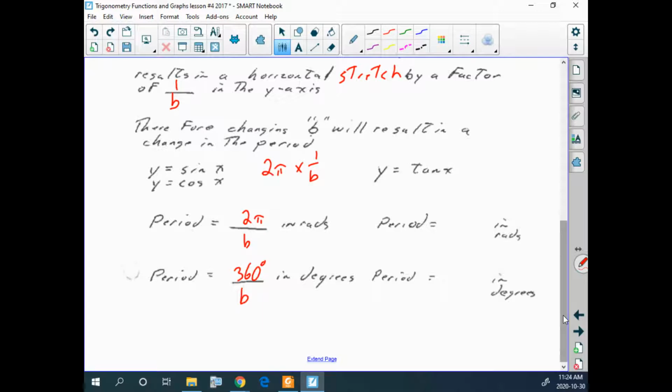We are going to horizontally stretch tangent by a factor of 1 over b. The period of tangent was originally pi. Multiply it by the 1 over b, that's our stretch, and we end up with pi over b, or 180 over b, depending upon what we're talking.